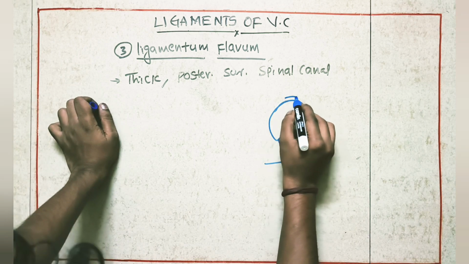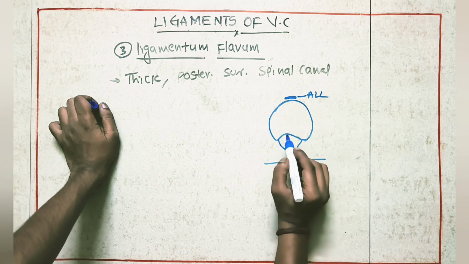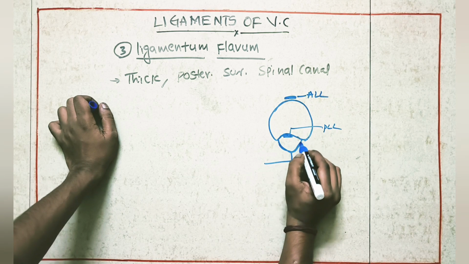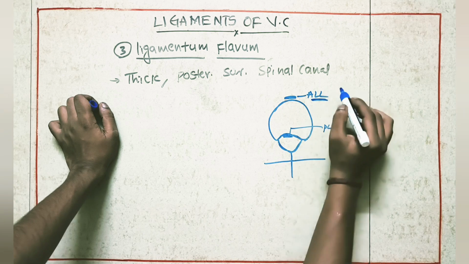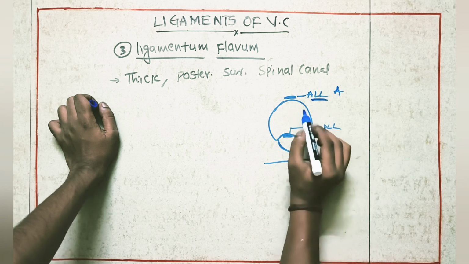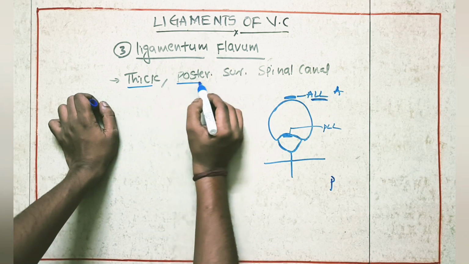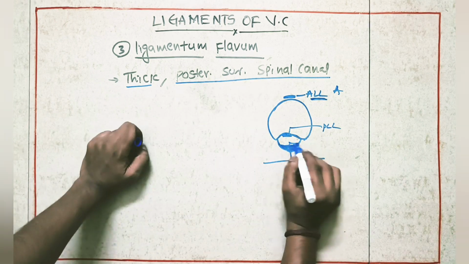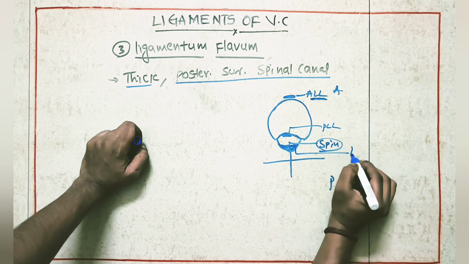This is the anterior longitudinal ligament, and this is the posterior longitudinal ligament. If this is the spinal canal, the anterior longitudinal ligament is here, so this side is anterior and this is posterior. The ligamentum flavum is a thick ligament present on the posterior surface of the spinal canal, so the ligamentum flavum will be here.